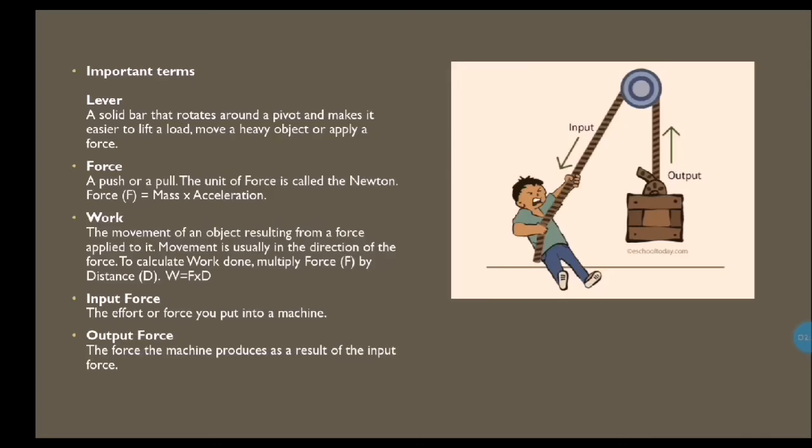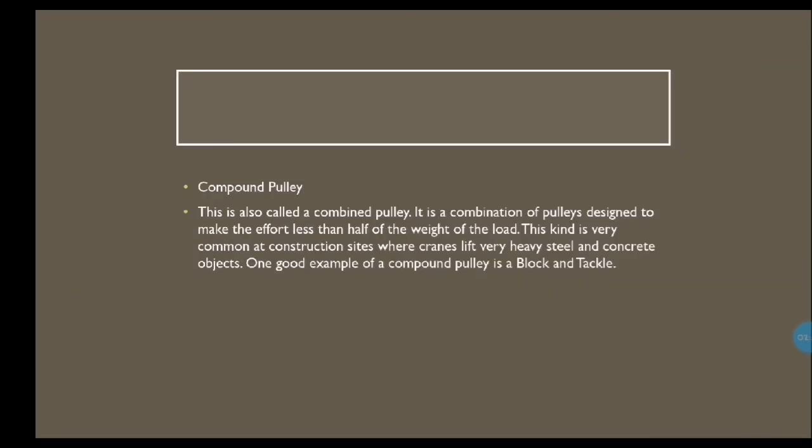Compound pulley. This is called a compound pulley. It is a combination of pulleys designed to make the effort less than half of the weight of the load. This kind is very common at construction sites where cranes lift very heavy steel and concrete objects. One good example of a compound pulley is a block and tackle.